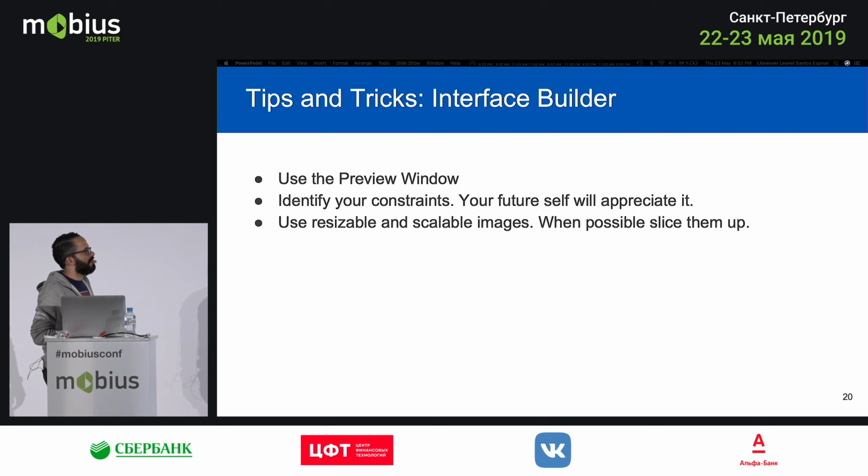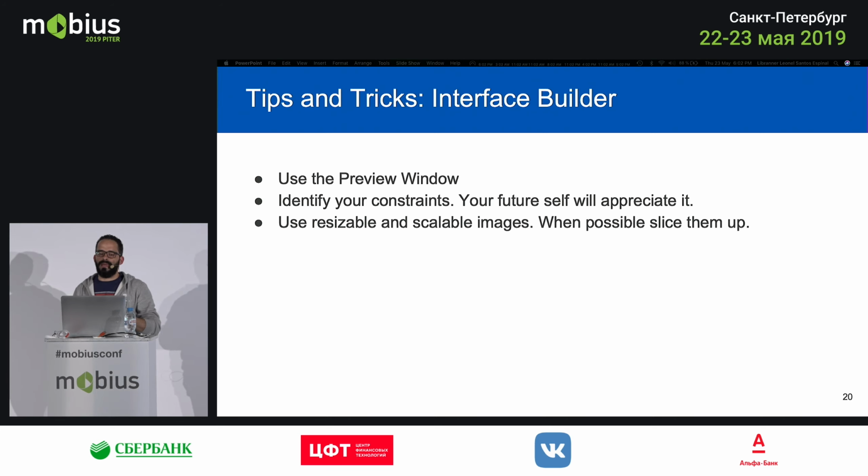Identify your constraints. Your future self will appreciate it. I will show you that after I finish this, but this is something really simple. You just have to go to the file inspector and put a name on your constraints. That way, when something goes wrong, like it probably will, you can see more information about what's really happening and not just these crazy numbers related to the UIView. You can see what view is causing the errors. You can even assign a name to the specific constraint, and find a way to solve faster and easier all the issues you can have with auto layout.